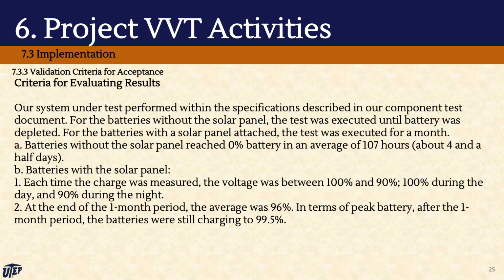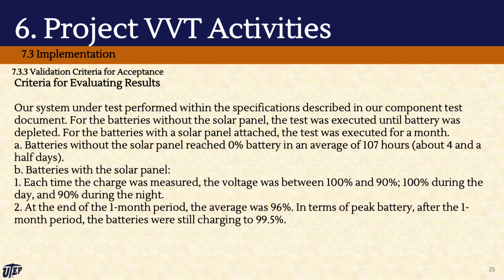7.3.3 Validation Criteria for Acceptance. Criteria for evaluating results. Our system under test performed within the specifications described in our component test document. For the batteries without the solar panel, the test was executed until battery was fully depleted. For the batteries with the solar panel attached, the test was executed for a month.